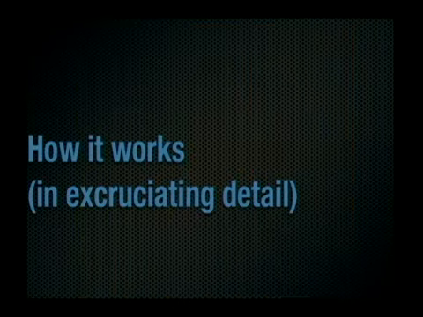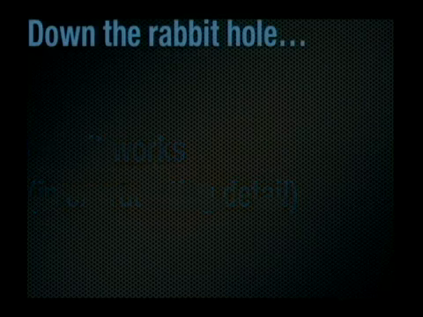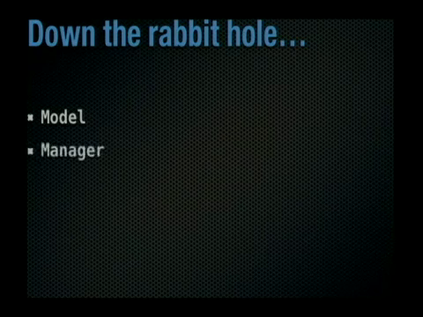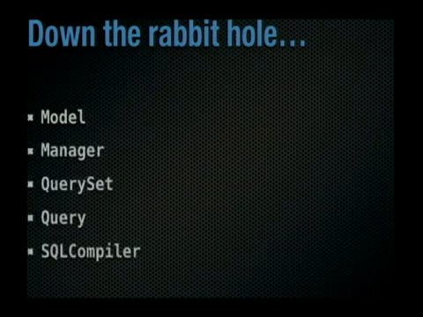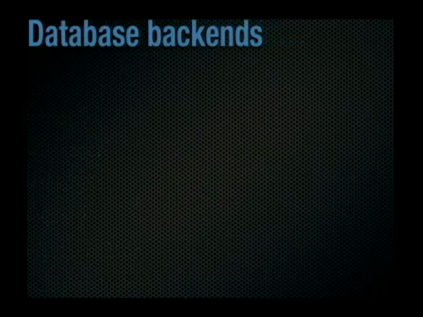So let's look at how it actually works in every level of detail we can go into. When Django is doing a database query, there's this whole series of things that are involved. There's a model class, there's a manager class, there's a query set class, there's a query class, there's a SQL compiler class, and there's a database backend. These are all of the things that are involved in just doing a basic query like get me all the entries in my weblog. So let's start at the bottom.